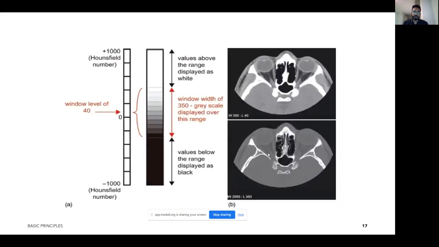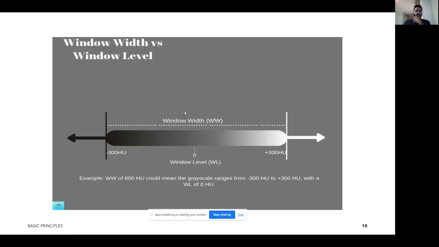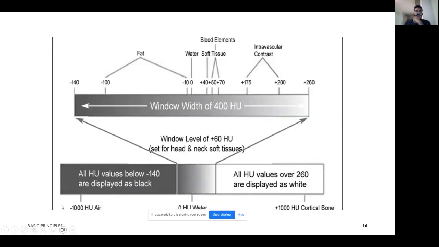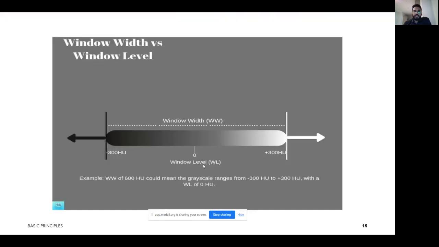If you look at this particular image here, let me explain with this first. This grayscale starts from minus 1000 in air to plus 1000, which is almost the bone. But I only want to see this small section, the forehead and neck. So I am going to give the computer two new data points: width and level. So what is width and what is level? Width is basically the section that I want to see, the range that I want to see, and level is the midpoint of that range.